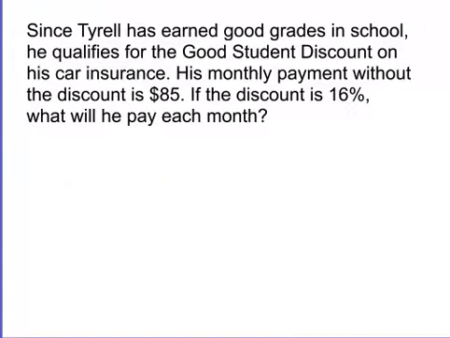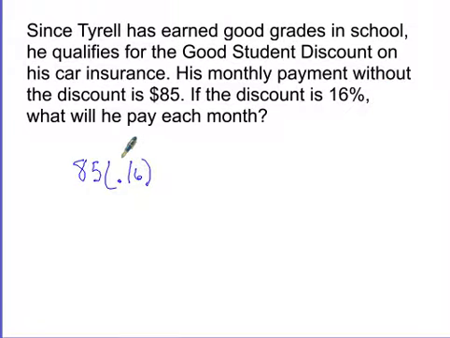All right. Now let's talk about discount. Since Tyrell has earned good grades in school, he qualifies for the good student discount on his car insurance. His monthly payment without the discount is $85. If the discount is 16%, what will he pay each month? We're doing the same thing, but you're going to subtract instead of add. 85 times 0.1, not 0.016. Now it's just 0.16. Move the decimal over twice.